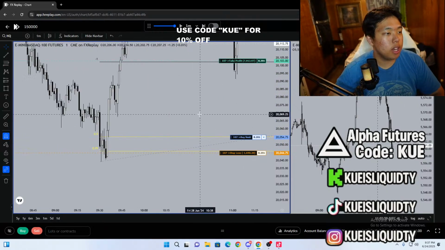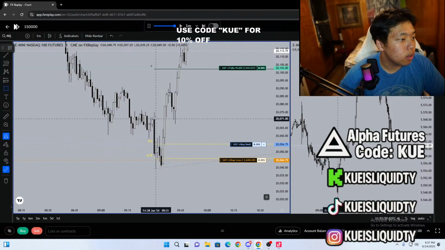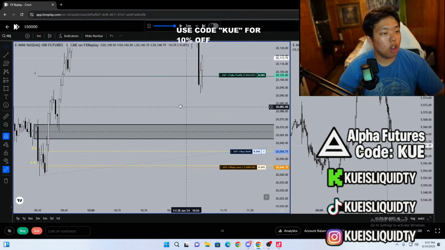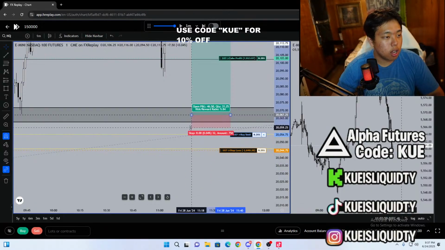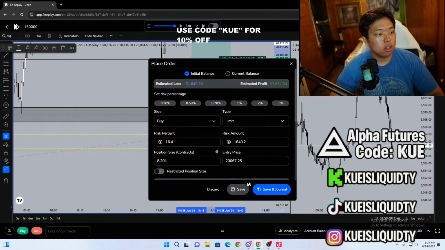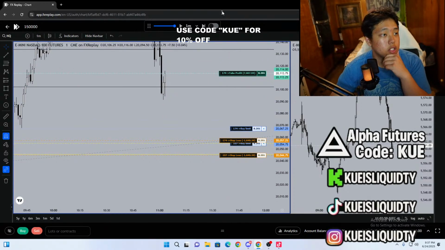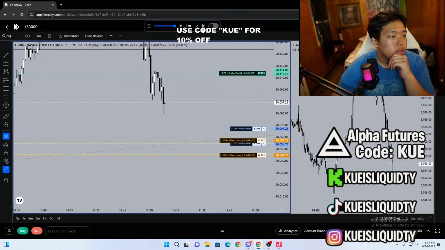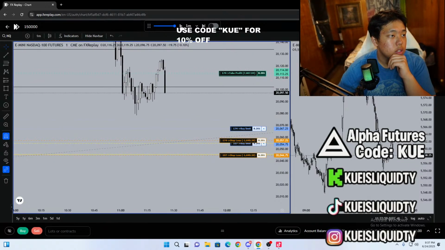Now what we could do also is we have a breaker. We have a low, high, lower low. This is also a breaker. I'm going to have another limit here and a 10-point stop, because a breaker could hold. Let's see if we get tagged.